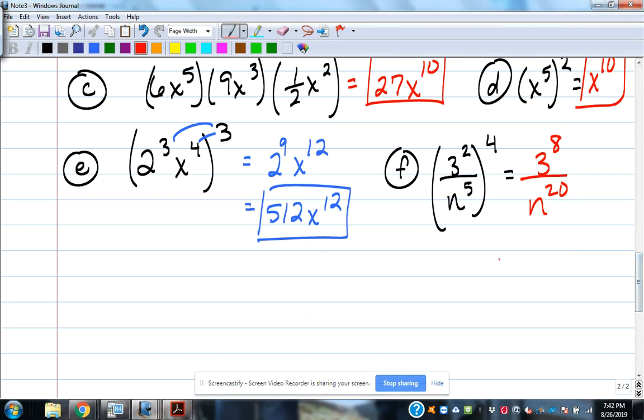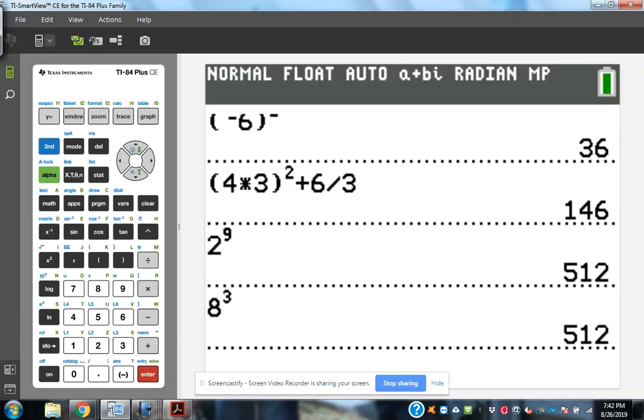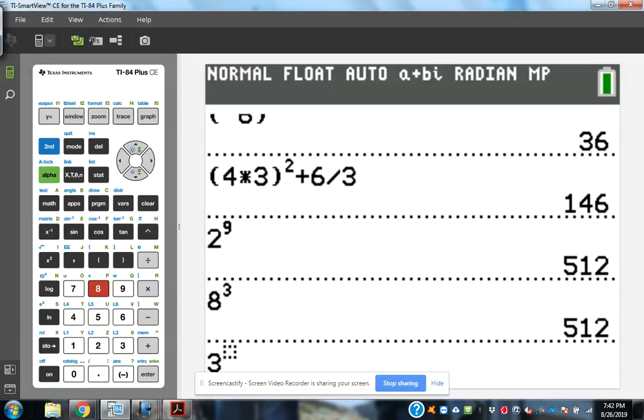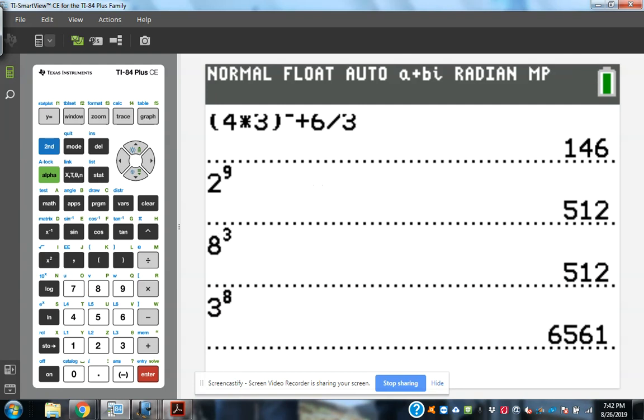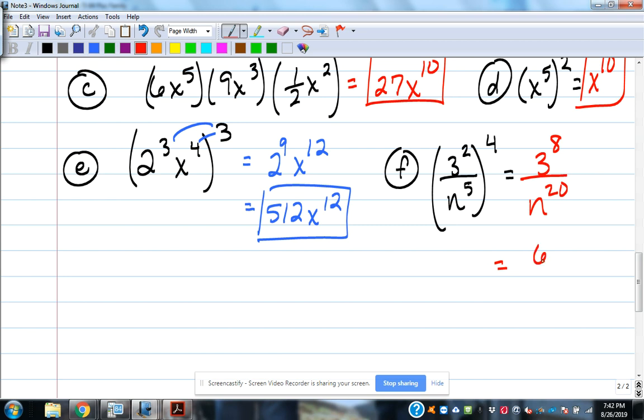And I'm going to work out 3 to the 8th power. It should be a pretty large number. 3 raised to the 8th. 6,561. 6,561 over n to the 20th. So using the exponent rule is there just to work things out. Okay.